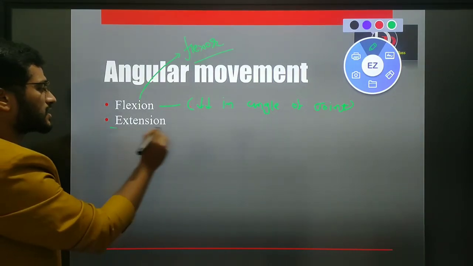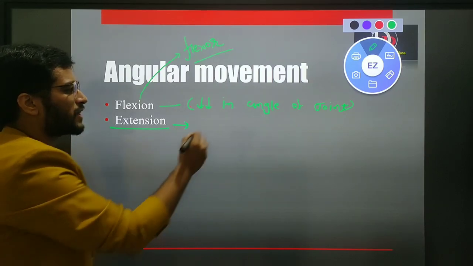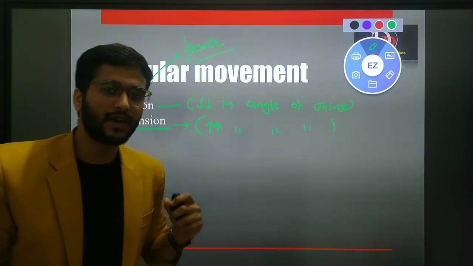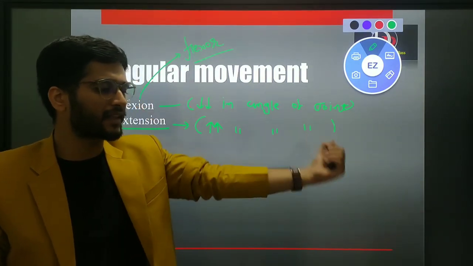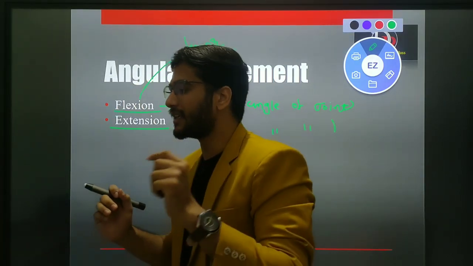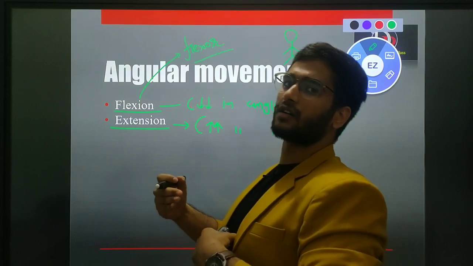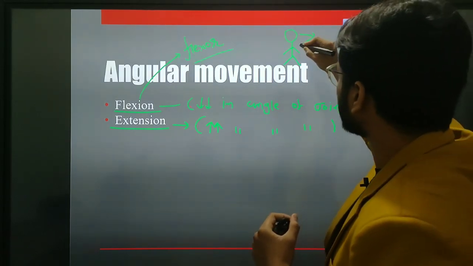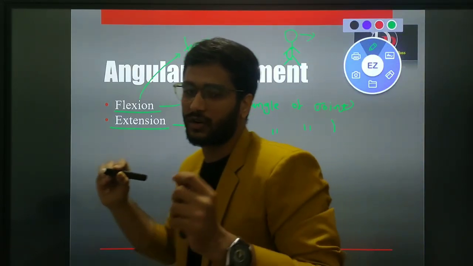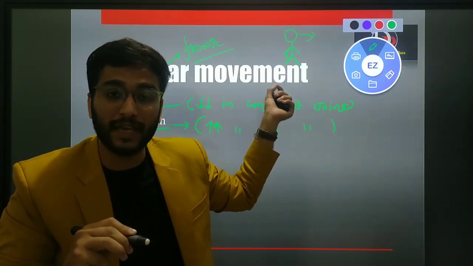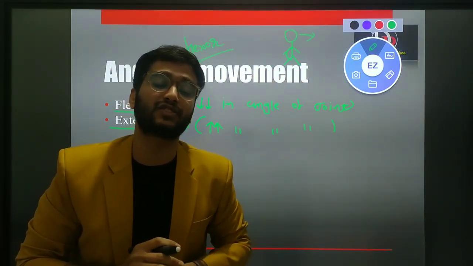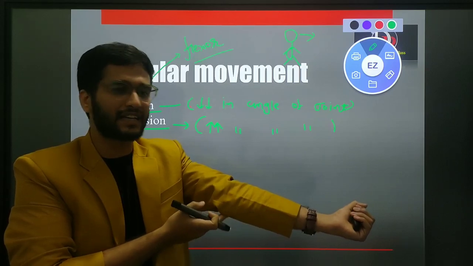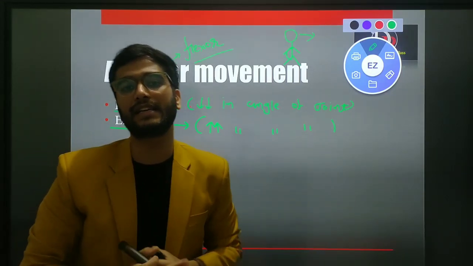The other term is extension. Extension is the movement in which there is an increase in the angle of the joint. When we do the movement like this, but in the case of back extension, the terms are changed. When we bend backward, the angle from the ventral direction is increased. That kind of movement is known as the extension of the back. Clear? But in the case of the arm or elbow joint, the extension is limited at 180 degrees.